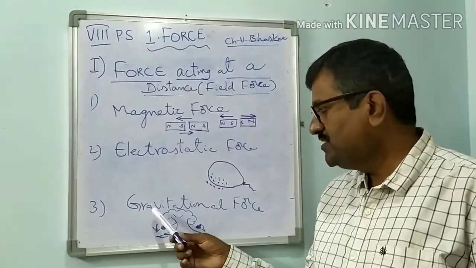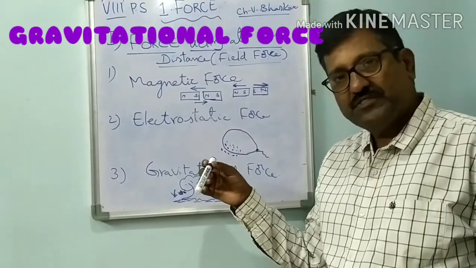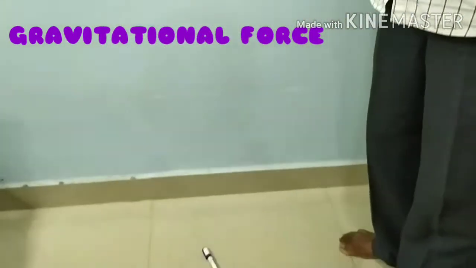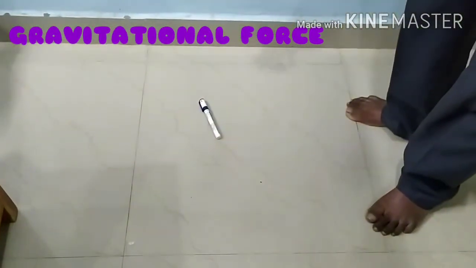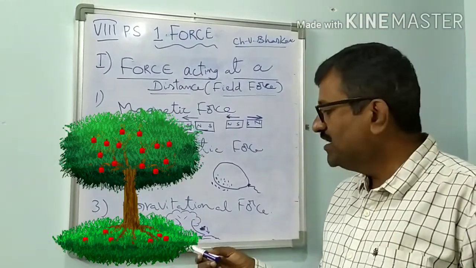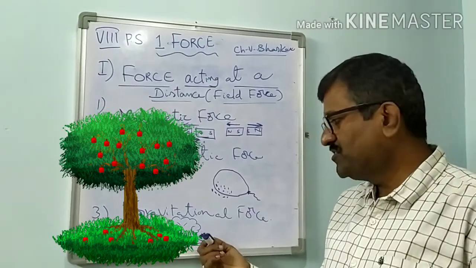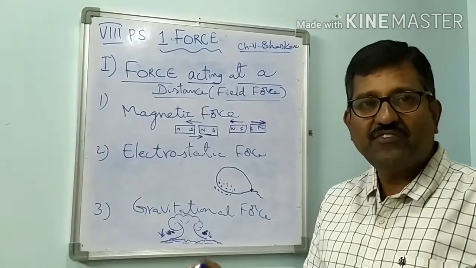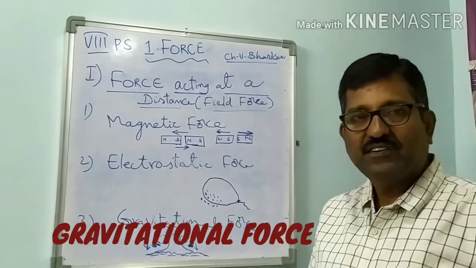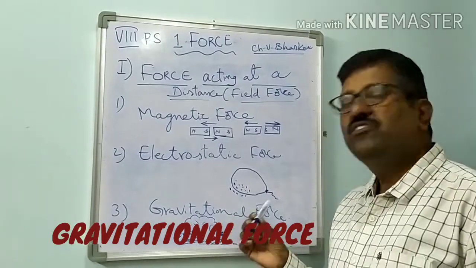The third one is gravitational force. When a pen slips off from your hand, what will happen? It will fall down on the earth. Similarly, the fruits falling from the tree reach the ground. What is the force which attracts the fruits or pen when they are falling? The force by which the earth attracts objects is called gravitational force.